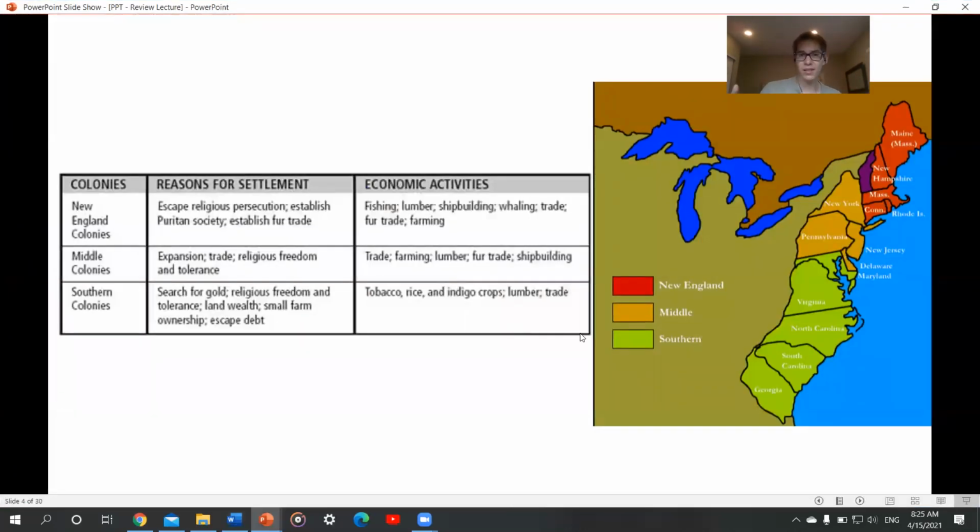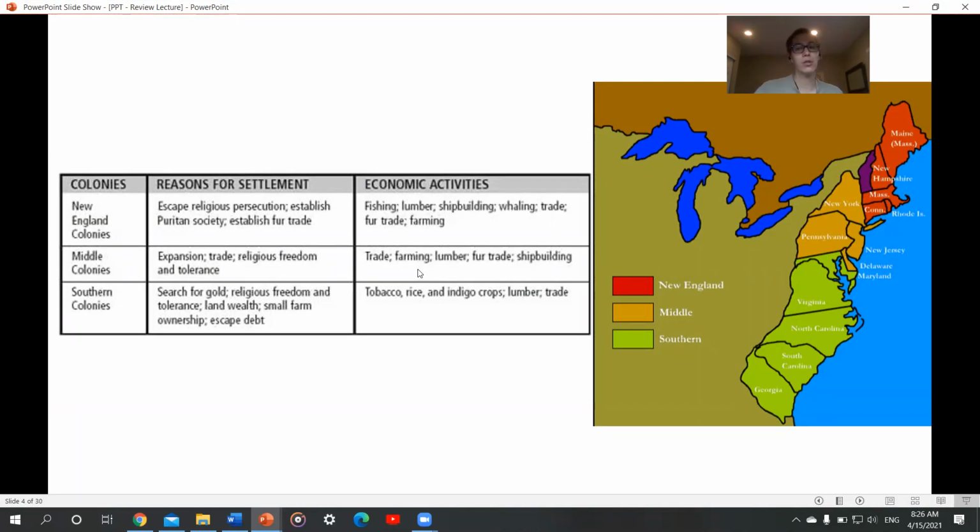The middle colonies were relatively similar in some respects to New England. You did have a lot of focus on religious freedom, especially in Pennsylvania, which granted religious toleration. Also, Maryland did have the Act of Toleration. But a focus on religious freedom, a focus on trade. You can see a lot of similar economic activities.